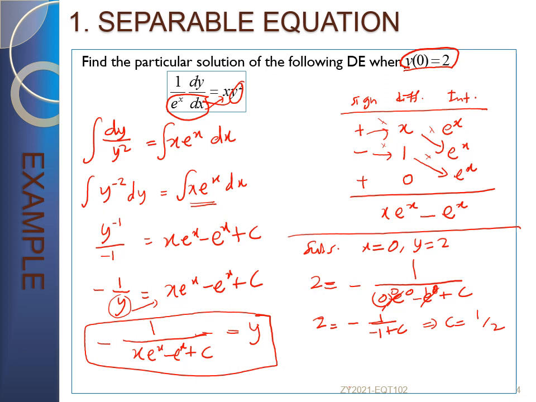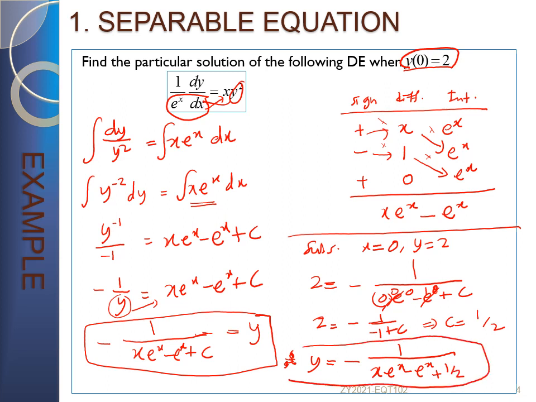Okay, so we rewrite again. The final answer would be y is equal to negative 1 over (x e^x minus e^x plus 1 over 2). So this is the final answer that we want, a particular solution. So remember, when we are given an initial condition, we need to find the value of the unknown c. Okay, so that's it.